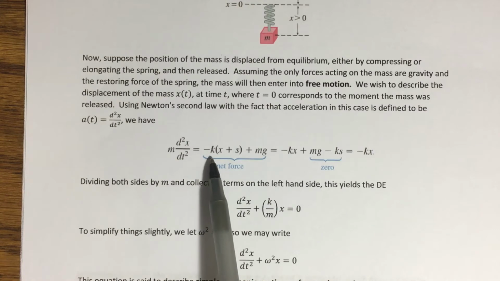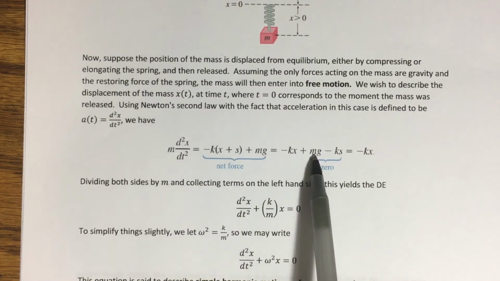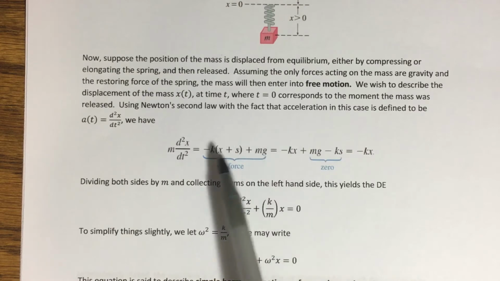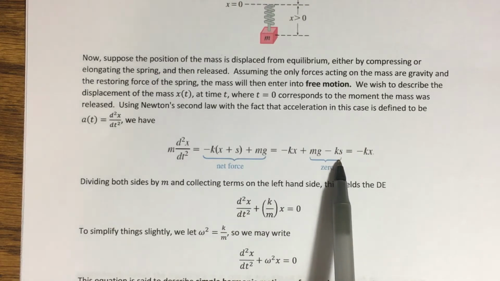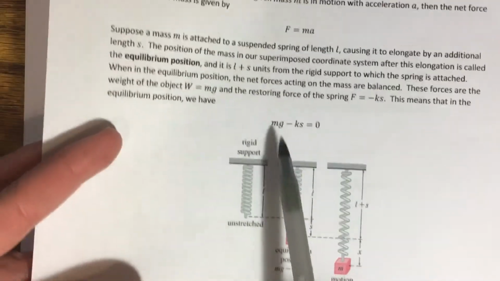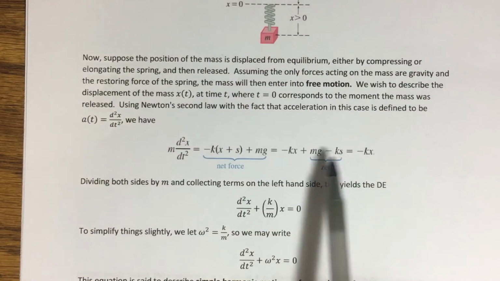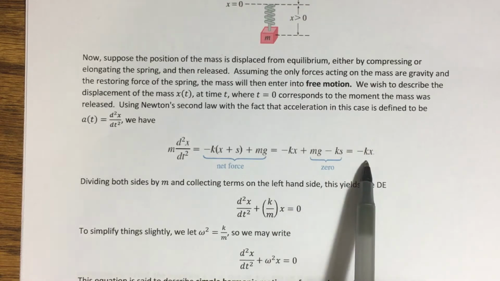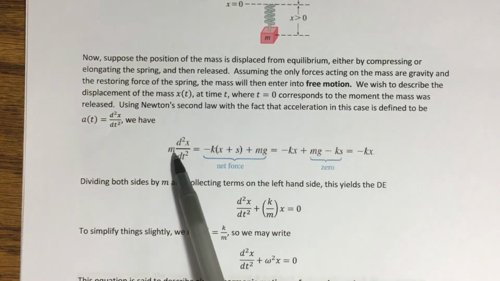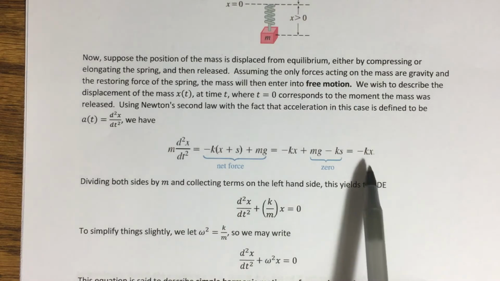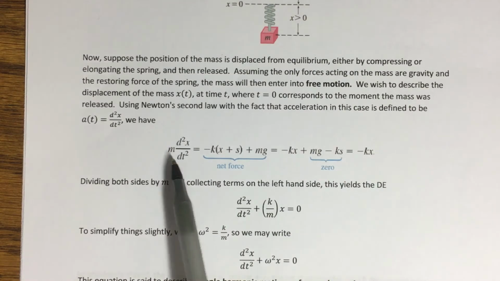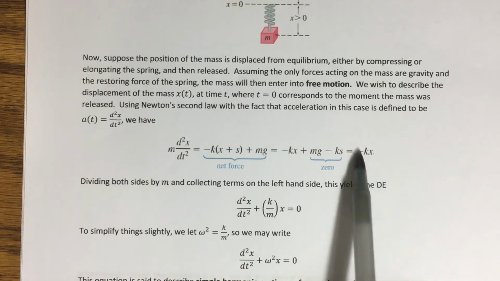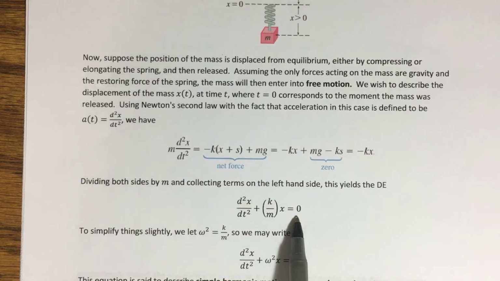Now, if we distribute the negative k in here, notice we have mg here, negative ks here. We've already shown that this is equal to 0, so this term zeroes out and it simplifies by a great deal. It becomes negative kx. So I have m times the second derivative of x with respect to t equal to negative kx. Now, if I divide everything by m and move this term over to the left-hand side, it becomes the second derivative of x with respect to t plus k over m, which is a constant since both k and m are constants, times x equals 0.